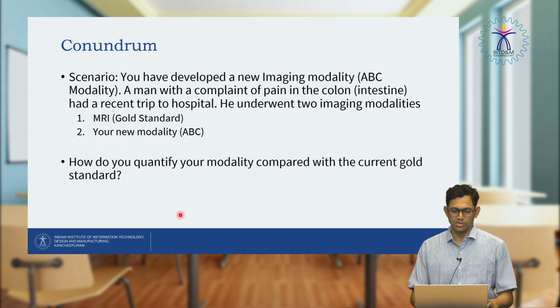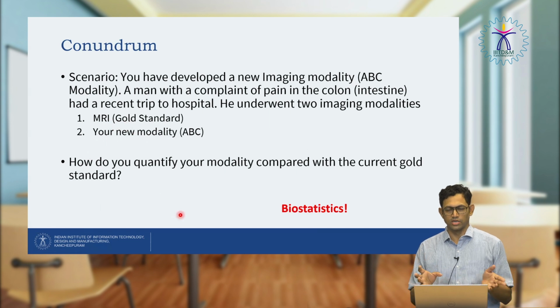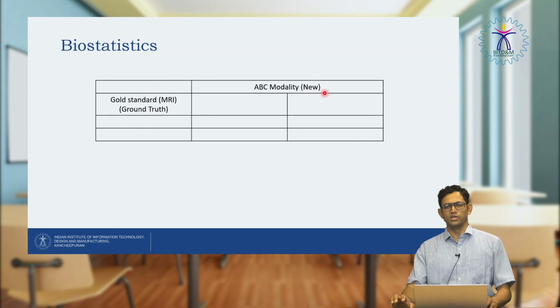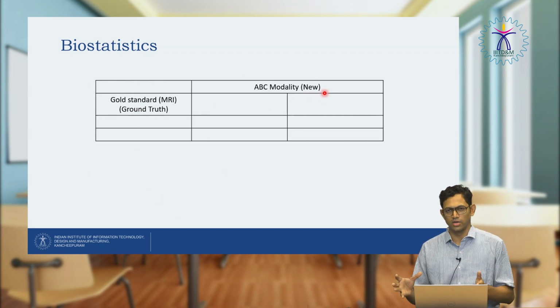So the way to do that is biostatistics. So let us now draw one table. This is a table that everyone draws in the case of biostatistics. In the first column, you put the results from the MRI, that is the gold standard, which we will term as ground truth. The first row, let us put it as the results from the ABC imaging modality.